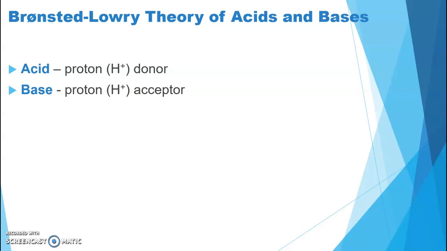So I remember this just to help me, because I'm all about trying to make it easier on my brain. Acid is the proton donor, because my brain likes alliteration. So that helps me identify the acid based on a Bronsted-Lowry definition.